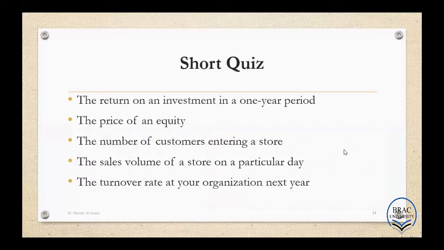These are a few questions for you for your short quiz. So take 1 minute and try to assign the random variable type for all these examples. Say for the first one, the return on an investment in a 1 year period. Is that a discrete random variable or continuous random variable? So try to think, recall about the discrete random variable and the continuous random variable. Try to write down the answer for all these 5. I am giving you 1 minute.